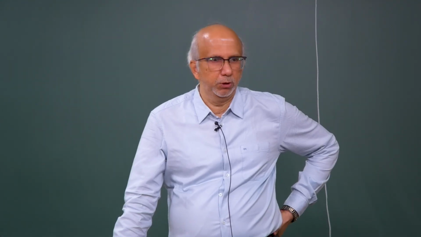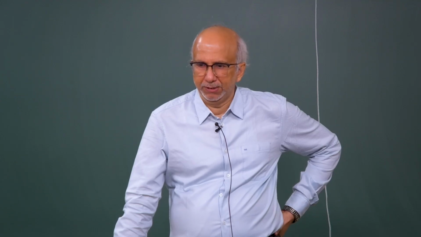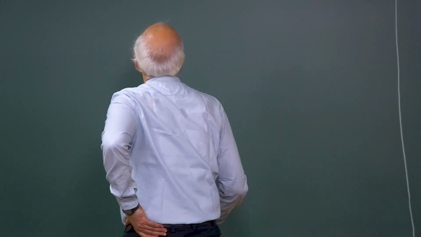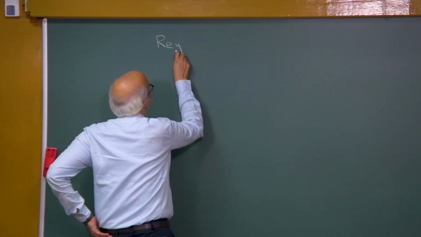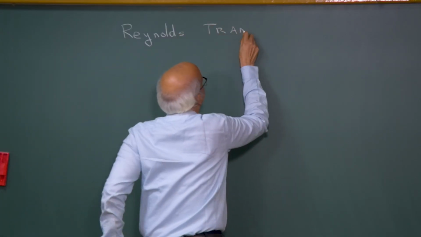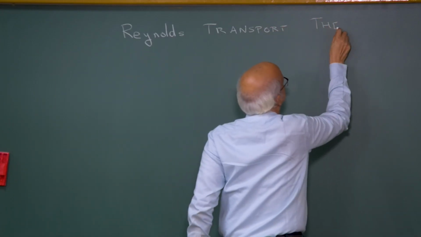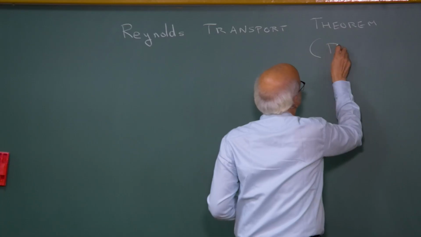So, what we will do is start with the Reynolds transport theorem again, okay, and then we will derive Reynolds transport theorem. We were halfway through that in the last class. So, the idea is we have a control volume. So, this is Reynolds transport theorem, okay, RTT.